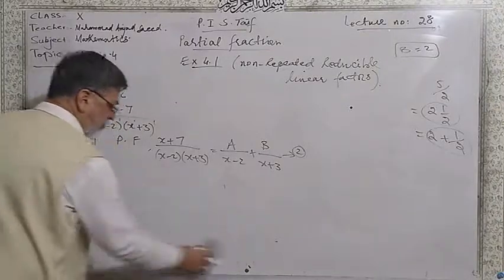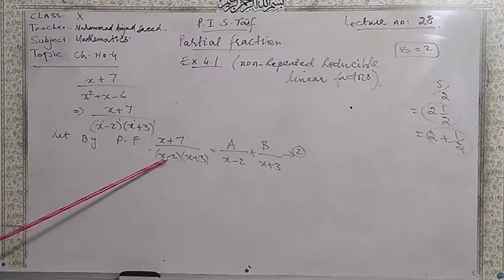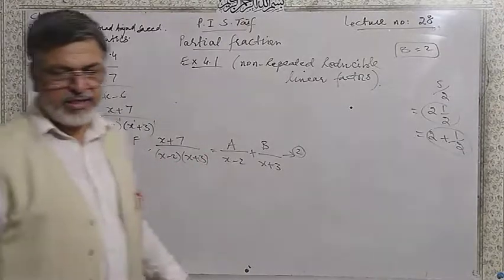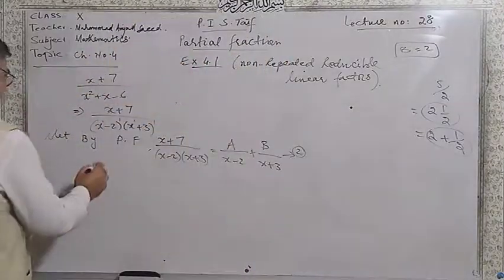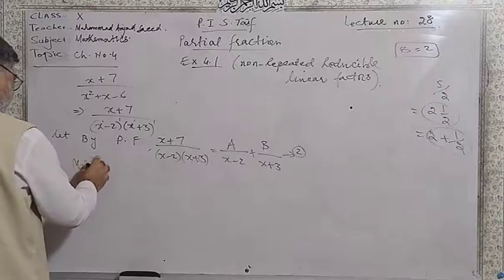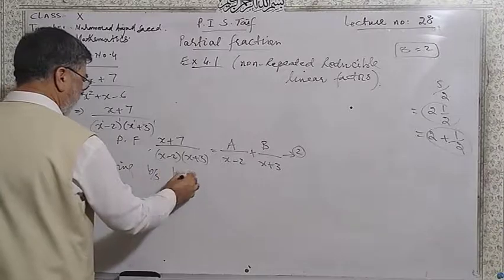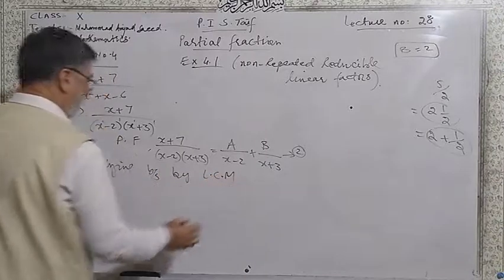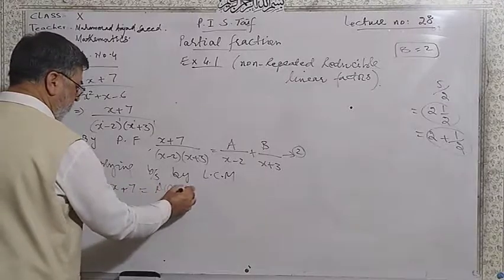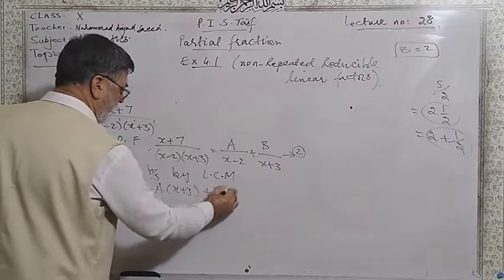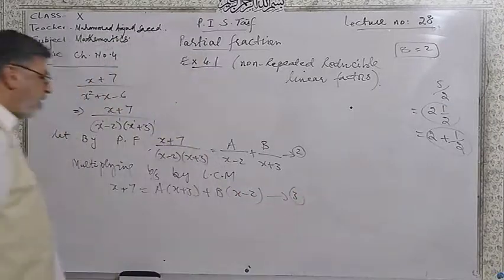Multiplying both sides by LCM, and this is LCM, x minus 2 and x plus 3 is LCM. Remember that multiplying both sides by LCM, we got that x plus 7 equals a into x plus 3 plus b into x minus 2. That is equation number 3.